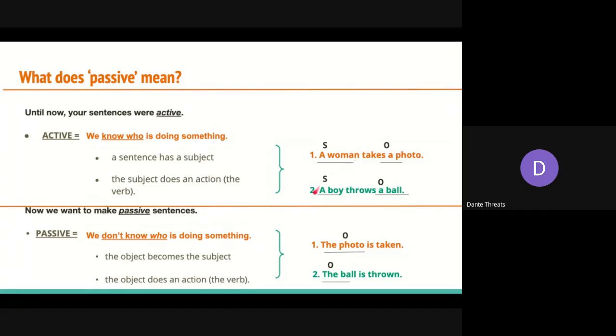All right, same in this example here. Number 2, a boy throws a ball, okay? A boy is the subject. The ball is what the boy throws, right? Understand?